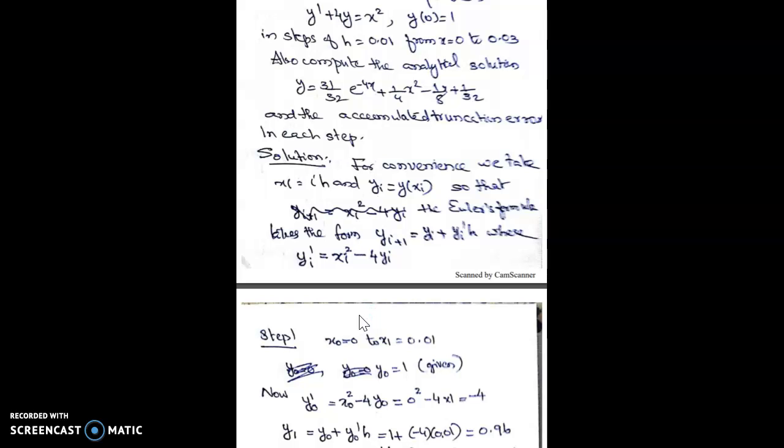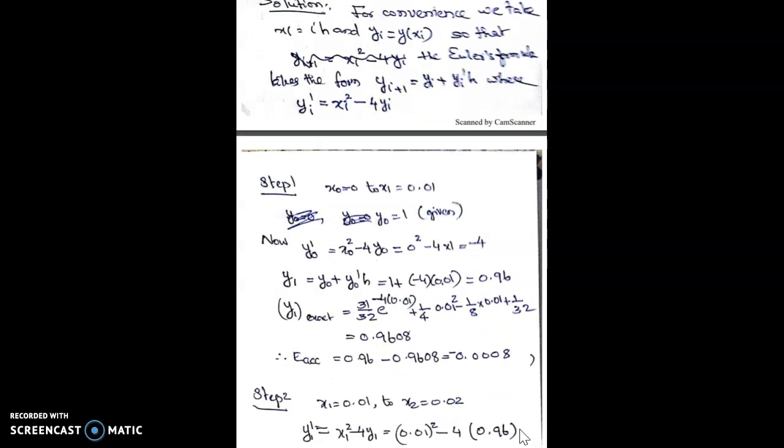Now y_0' = x_0^2 - 4y_0. Substituting for x_0 and y_0, we get 0^2 - 4 into 1, which is -4. And y_1 = y_0 + y_0' h = 1 + (-4) into 0.01. See, y_0' is -4 and the value of h is 0.01 and y_0 is 1.